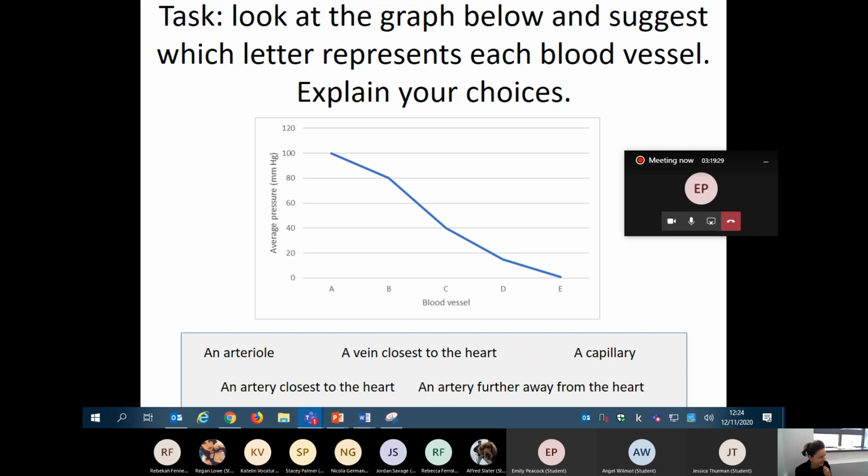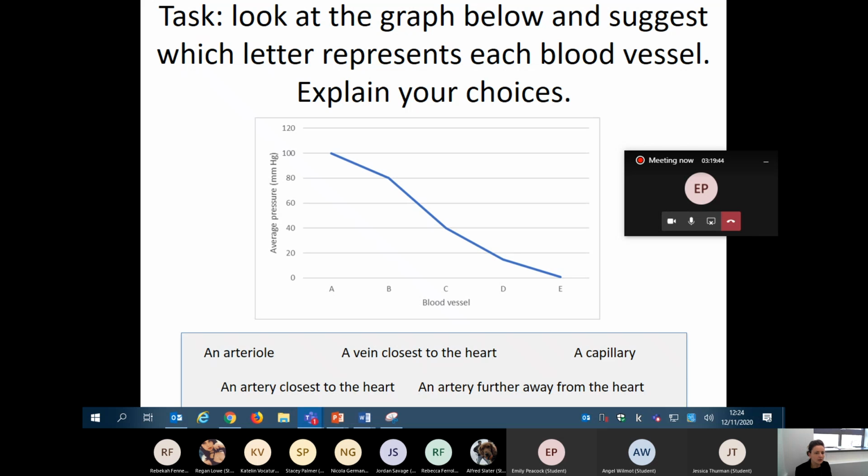Let's see what happens. Is that Stacey Palmer? Yeah. Does she put it in chat? Oh yeah, she does. Stacey, you're saying capillary? Not quite, I'm afraid.